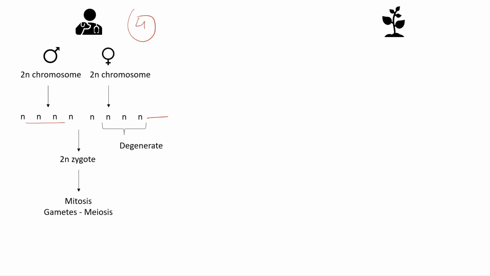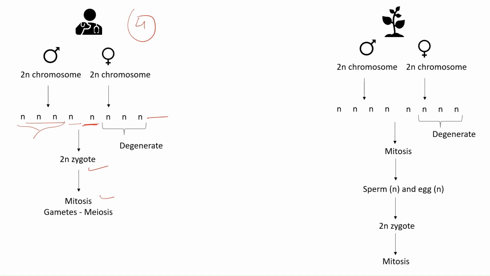In case of male, all remain alive, and when one n of male fertilizes with one n of female, the rest three gametes get degenerated. So suppose this n and this n together form a 2n zygote, and then it will undergo mitosis, and during gamete formation, meiosis. This happens in animals.